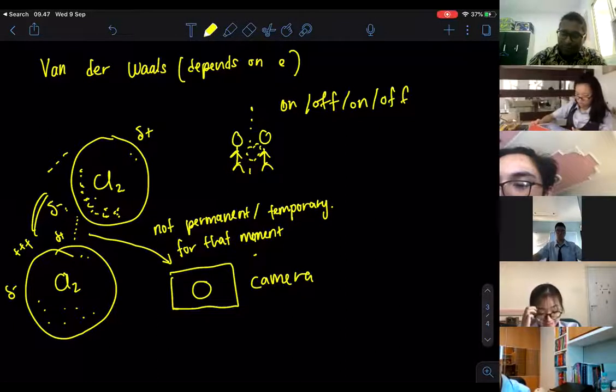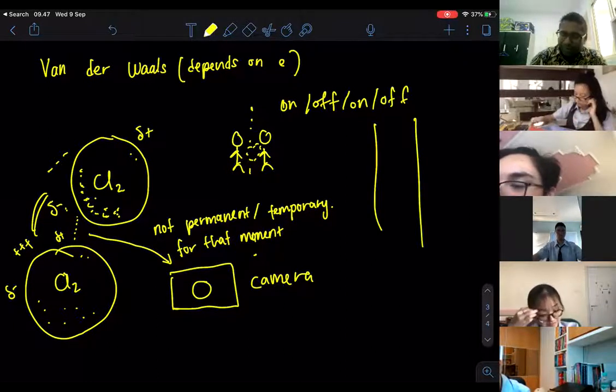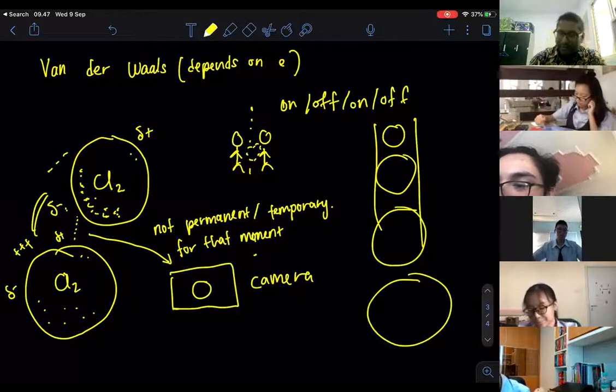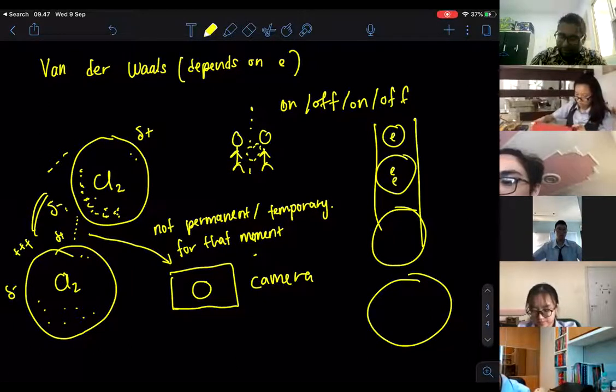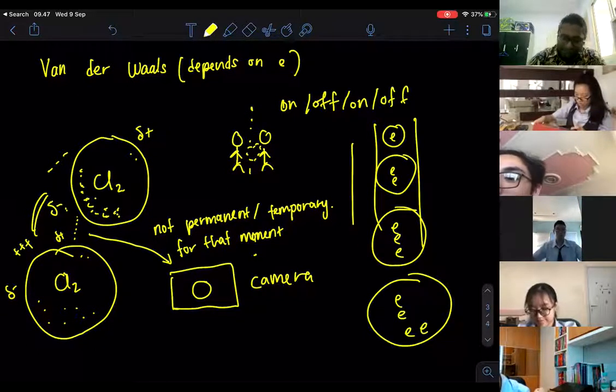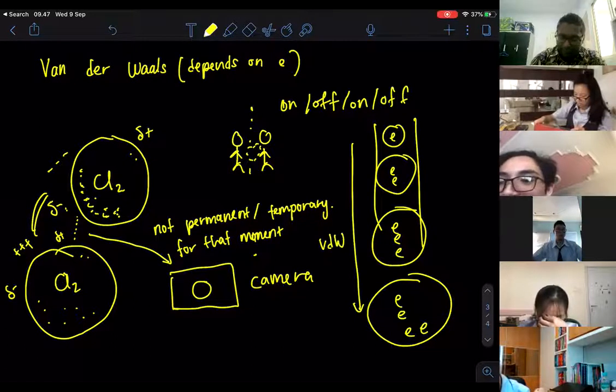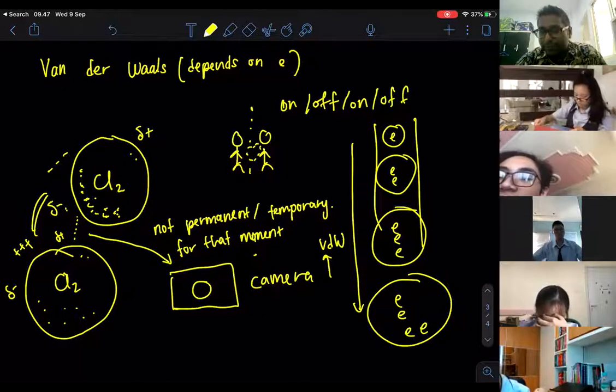If you go down a particular group, for example, we know the size is getting bigger because the number of shells is increasing. And because the number of shells is increasing, we know the electrons are also increasing. So if the electrons are increasing, as I go down, my van der Waals forces will become bigger and bigger. Why? Because of more electrons. This is to do with van der Waals forces of attraction. Is there any question on van der Waals forces?